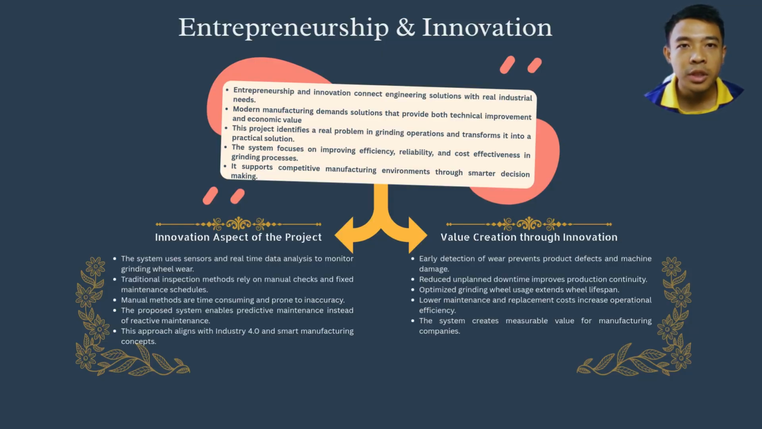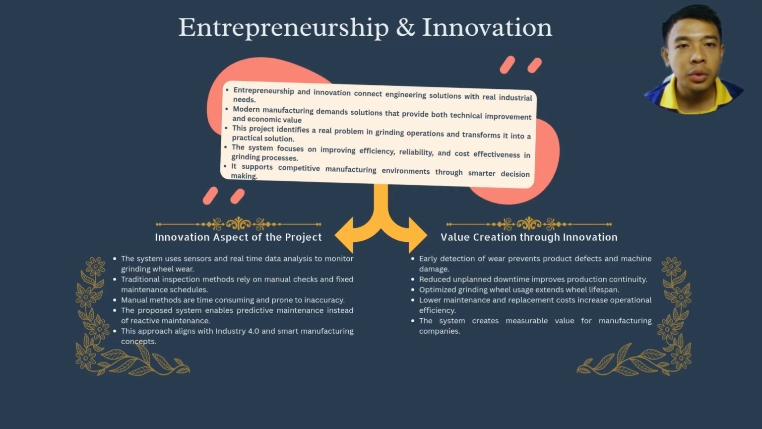From entrepreneurship and innovation, we can divide into two sections, which are the innovation aspect of the project and also the value creation through innovation. For the innovation aspect of the project, the system uses sensors and real-time data analysis to monitor grinding wheel wear. Traditional inspection commonly relies on manual checks and fixed maintenance schedules. Manual methods are time-consuming and also prone to inaccuracy. The proposed system enables predictive maintenance instead of reactive maintenance. This approach aligns with Industry 4.0 and smart manufacturing concepts.